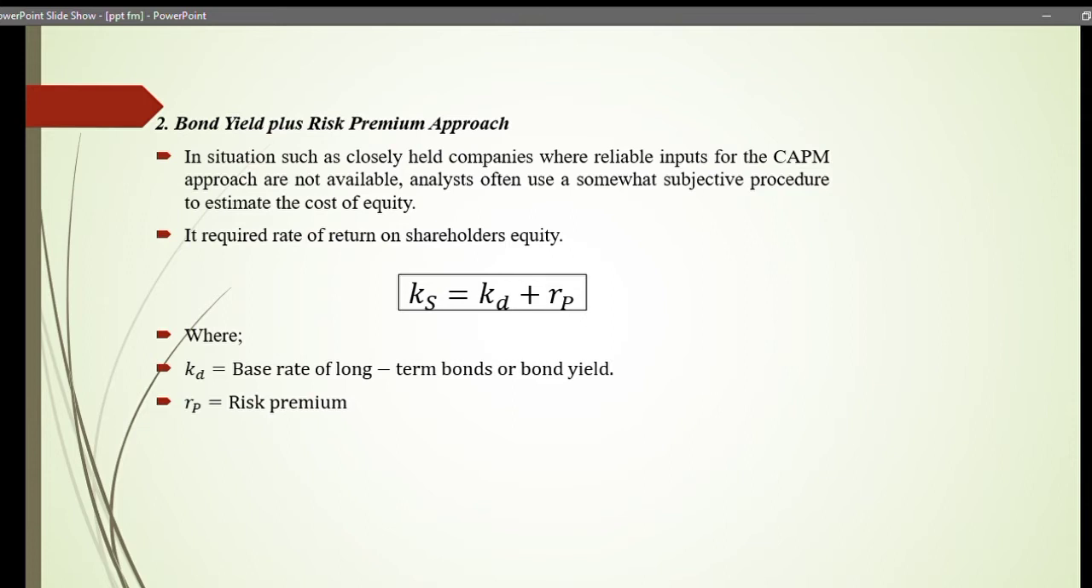The second approach is the bond yield plus risk premium approach. In situations such as closely held companies, where reliable inputs for the CAPM approach are not available, analysts often use a somewhat subjective procedure to estimate the cost of equity. Here is the formula: cost of equity is equal to base rate plus risk premium. That is the formula to estimate the cost of equity.